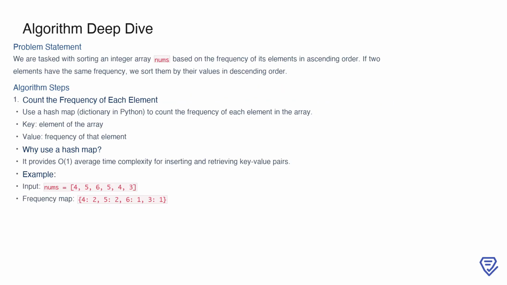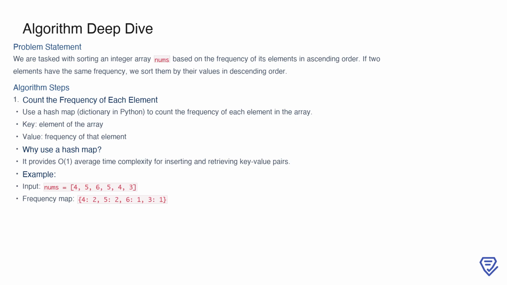In this problem, we need to sort an integer array, nums, based on two criteria. First, elements should be sorted by their frequency in ascending order, meaning numbers that appear less frequently will come first. If two elements have the same frequency, we then sort them by their values in descending order, so larger numbers will come before smaller ones in these cases.